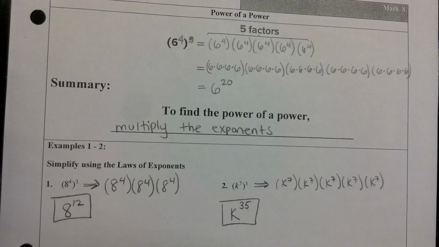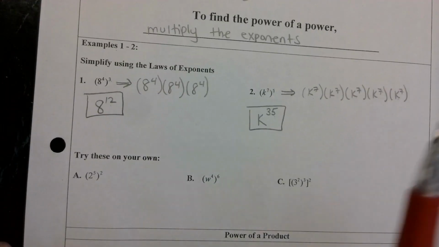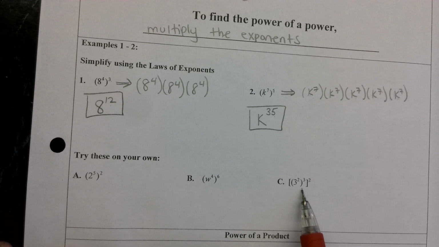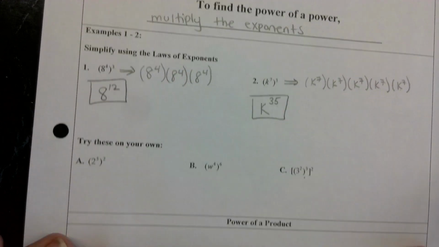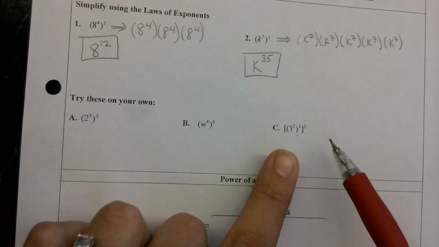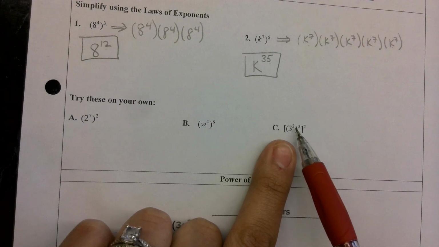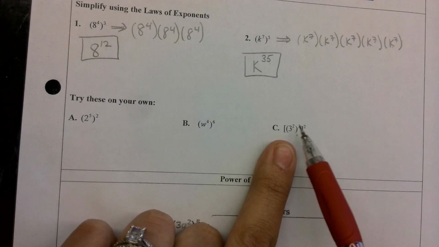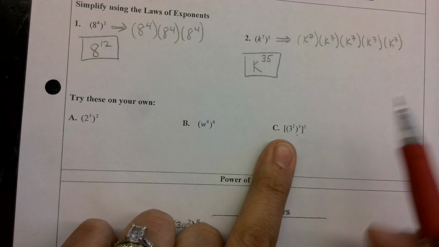Yep. Good. All right, let's look at C for a second, because that one, it says try on your own, but I want to talk about it. So this one's kind of interesting, because we can see that we have 3 squared raised to the 3rd power raised to the 2nd power.